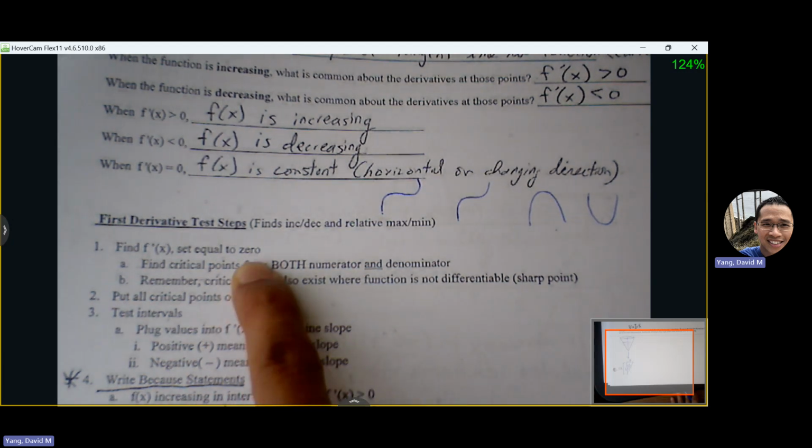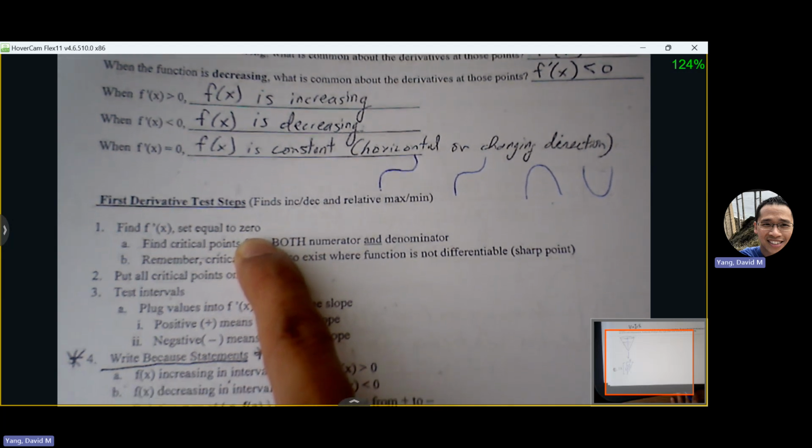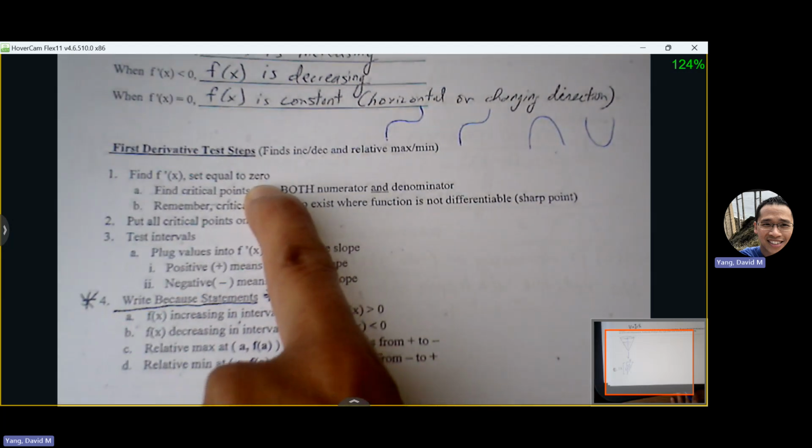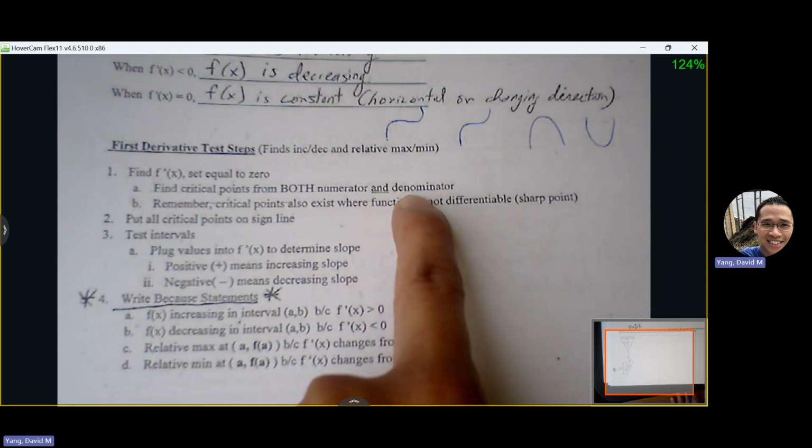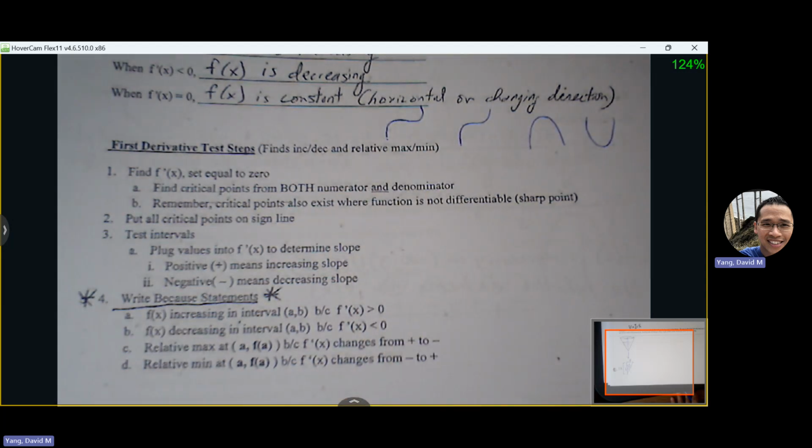So we always start off by finding f prime first, and then setting f prime equal to 0. Remember that we have to consider both the numerator and the denominator set equal to 0 separately, because if the denominator of a derivative is equal to 0, that could be a location where the slope is undefined. And an undefined slope could be a sharp turn, and a sharp turn could end up being a relative minimum or relative maximum for our graph. Okay.